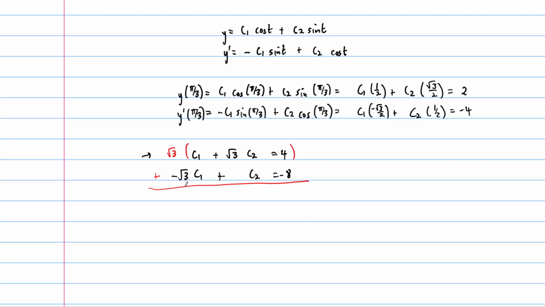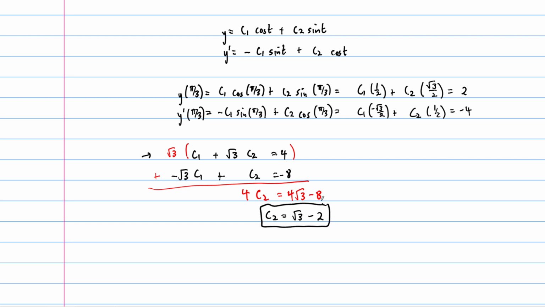So what's going to happen? These are going to cancel. So root 3c1 minus root 3c1. This one's going to become 3 plus 1, so that's going to be 4c2. And this is going to be 4 root 3 minus 8. And so this tells us right here then that c2 is equal to root 3 minus 2, just dividing through by 4. So there's our constant.